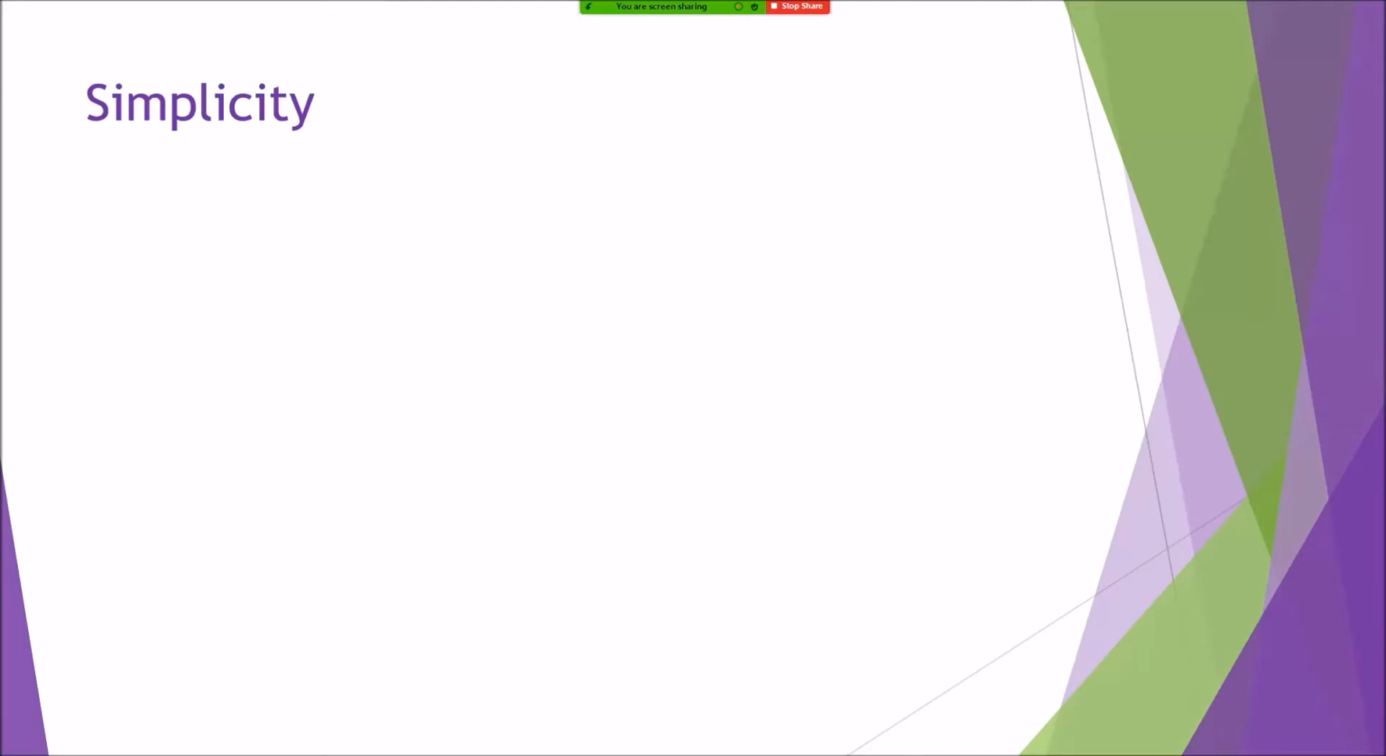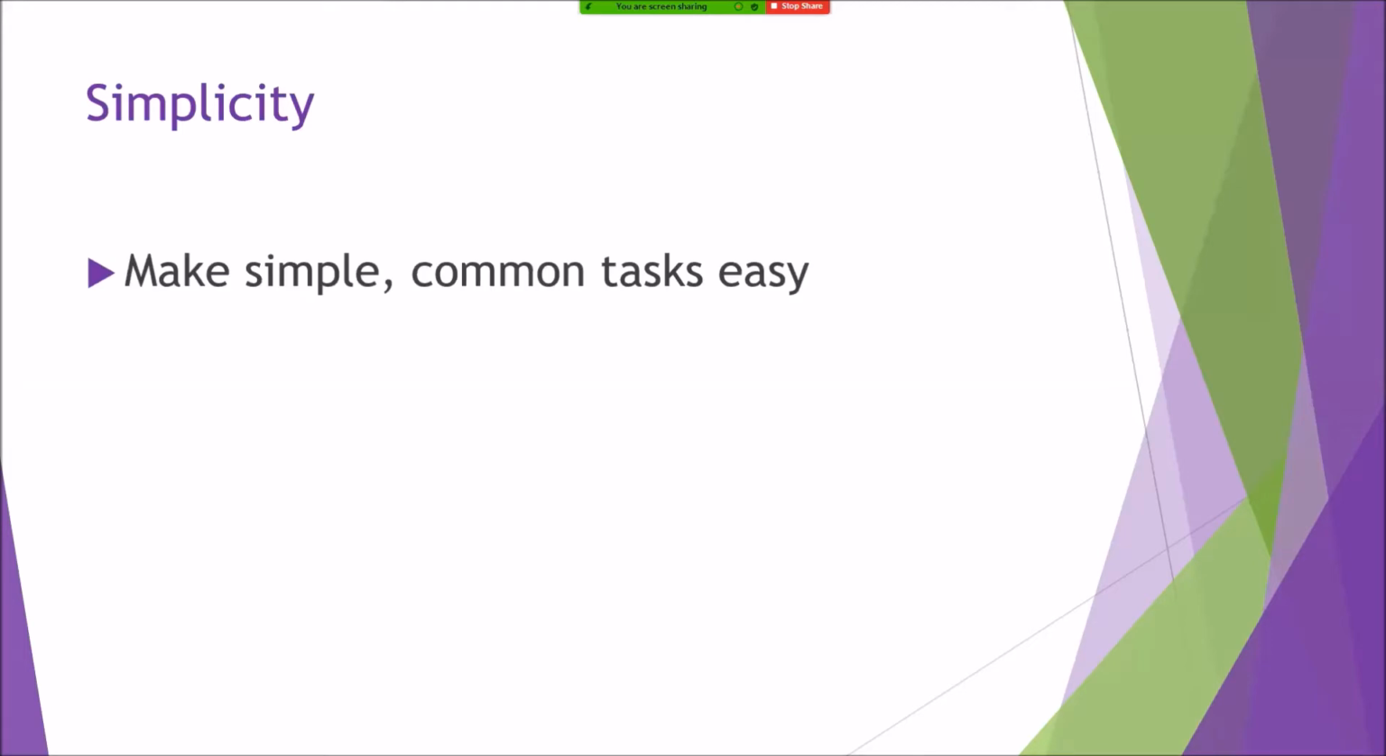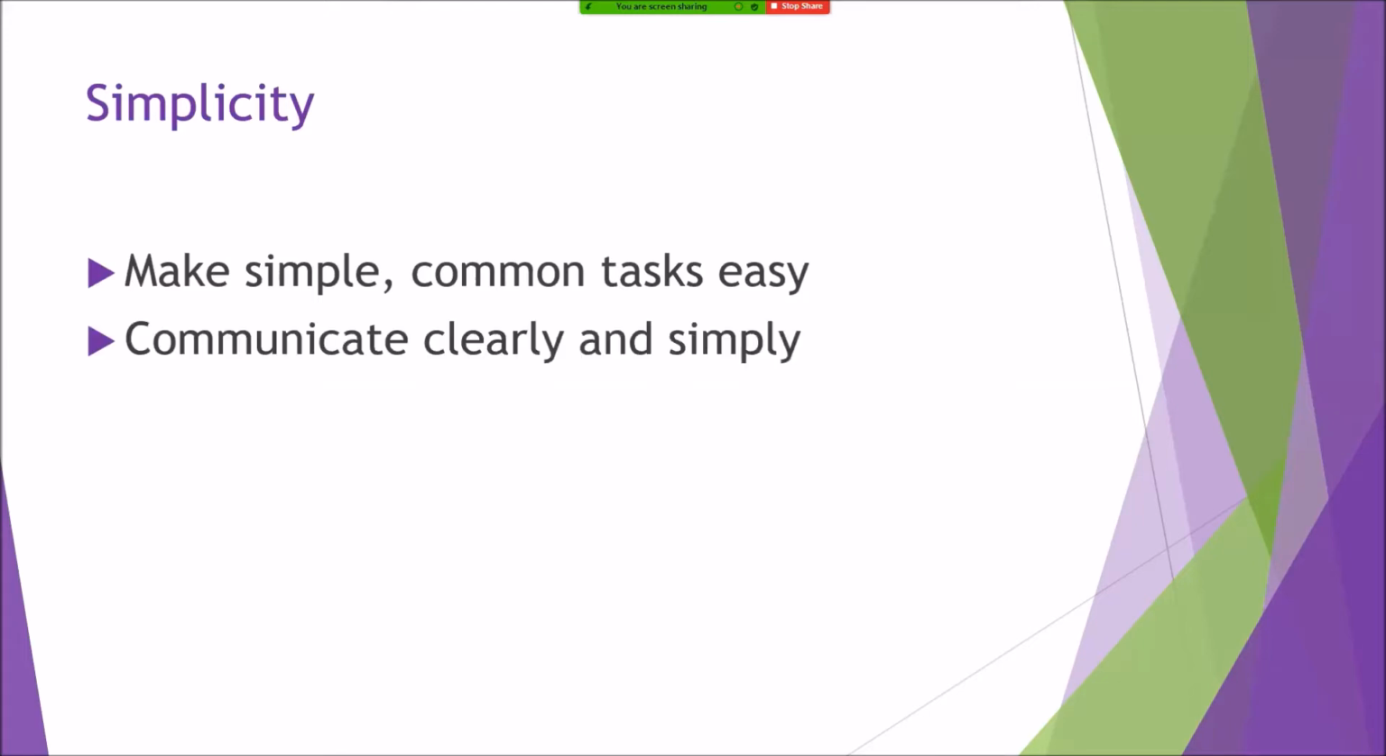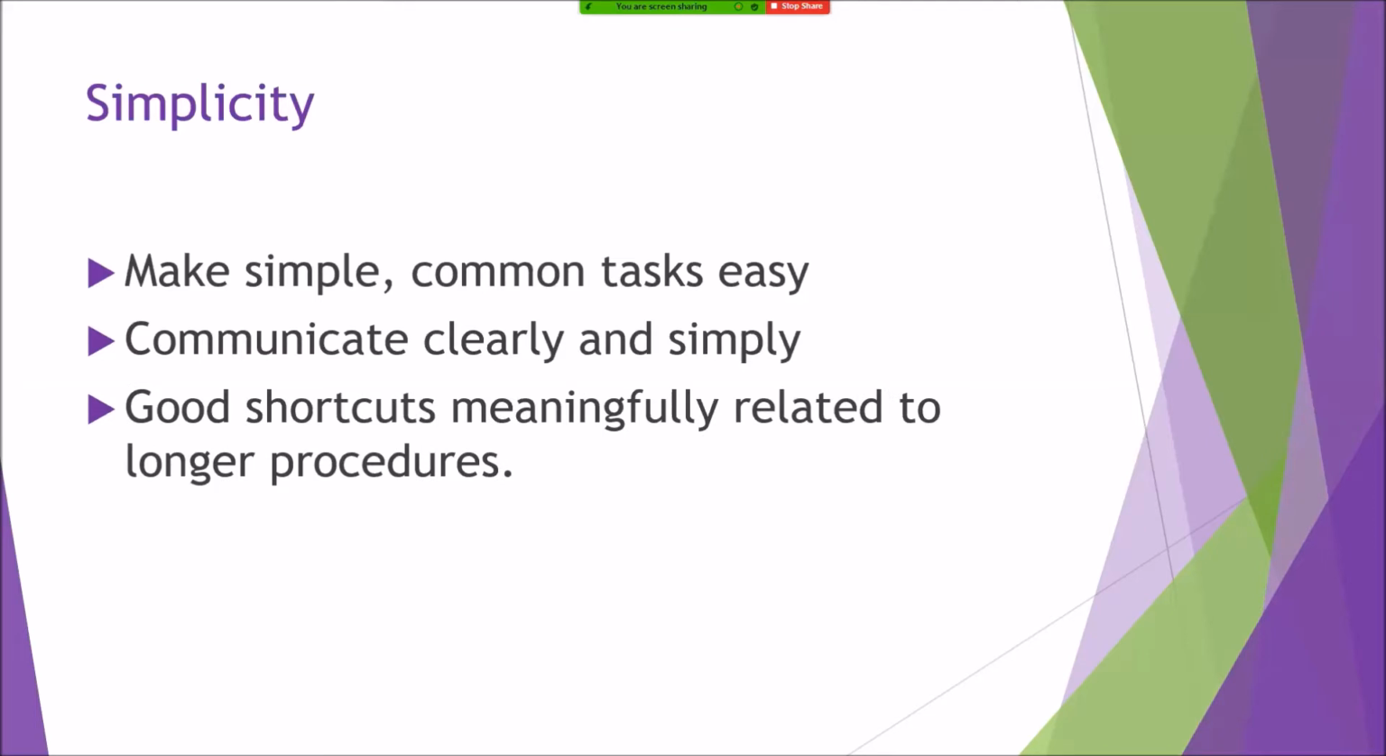Simplicity is making simple and common tasks easy for the user, communicating clearly and simply, and giving good shortcuts that meaningfully relate to longer procedures. So making it clear what they can do, enabling or disabling controls accordingly, and making it clear what they should do next. With good, clear messaging, with visual cues, and some sense of what will happen when they actually do it, either explicitly or intuitively.